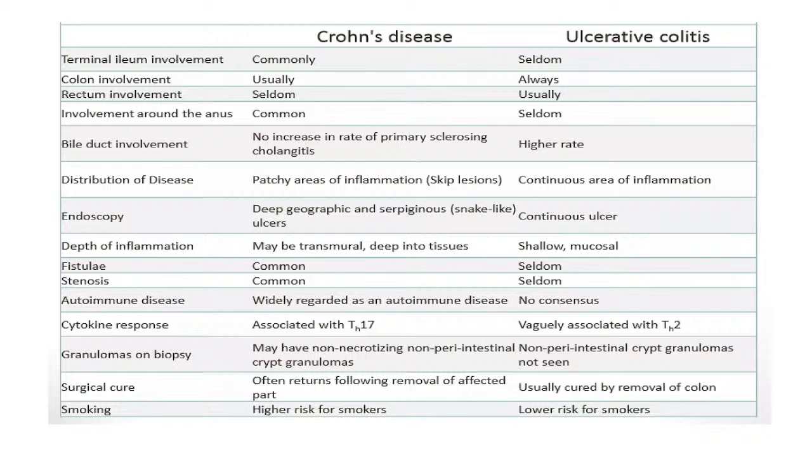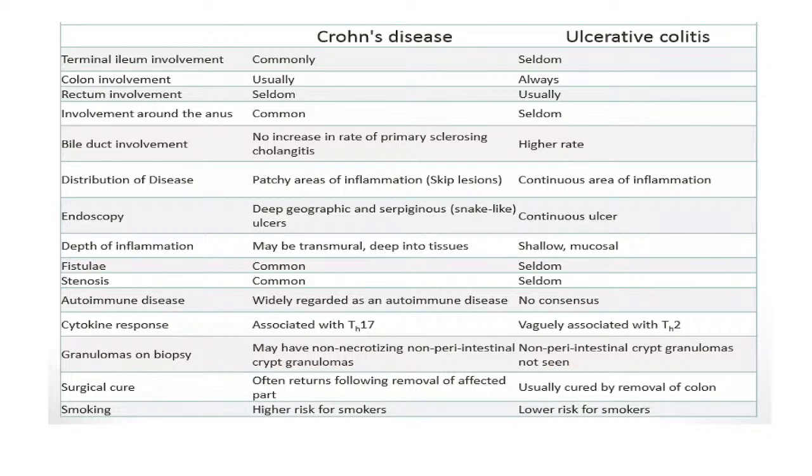Then distribution of disease. Patchy areas of inflammation, that is skip lesions, are characteristic of Crohn's, while in ulcerative colitis, there are continuous areas of inflammation. There is a normal mucosa, then there is an inflamed mucosa seen in Crohn's disease. So you see patchy areas of inflammation through the colonoscope, but in ulcerative colitis, there are continuous areas of inflammation.